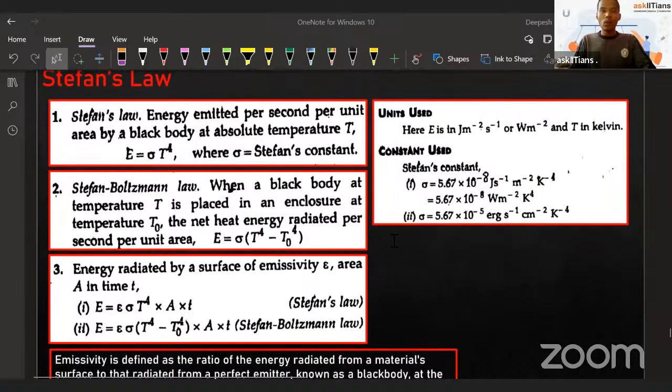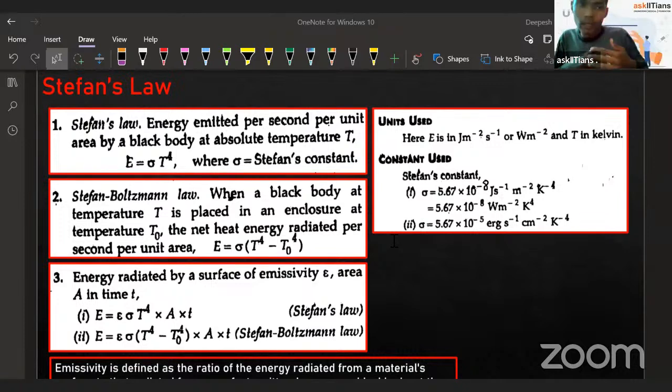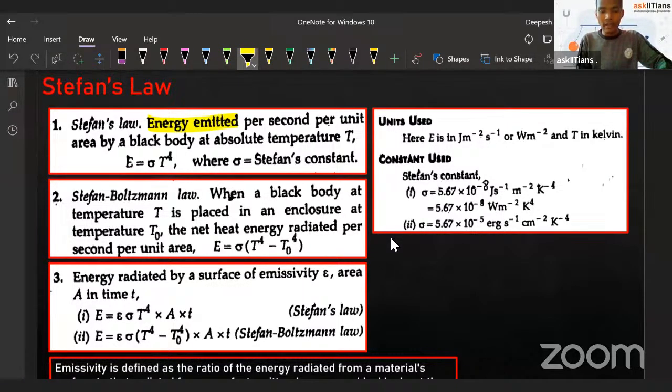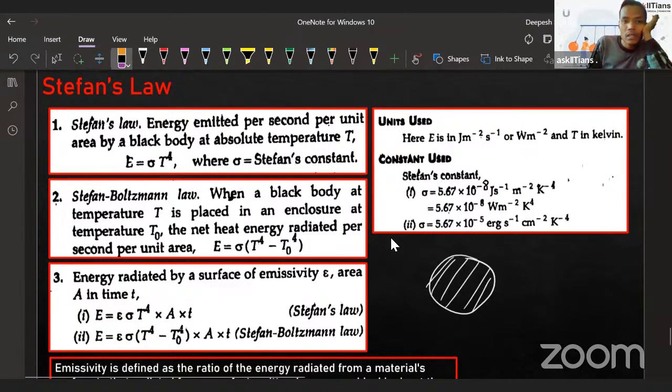Next thing is Stefan's law, and Stefan-Boltzmann law. It is based on the concept of black body radiation only. A body is emitting radiation, that's okay, but how much energy is radiated per second per unit area? Imagine I am talking about a certain area like this one. On this area, how much energy is being radiated in a given amount of time? That is what we call Stefan's law.